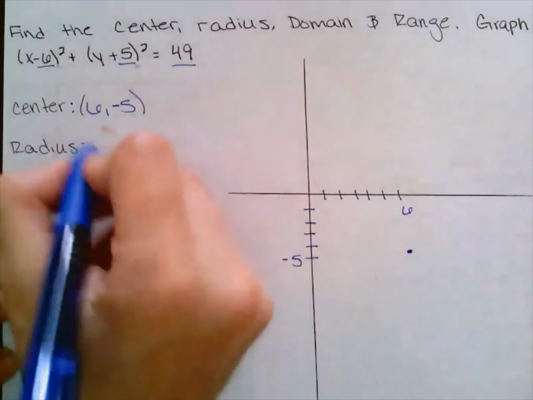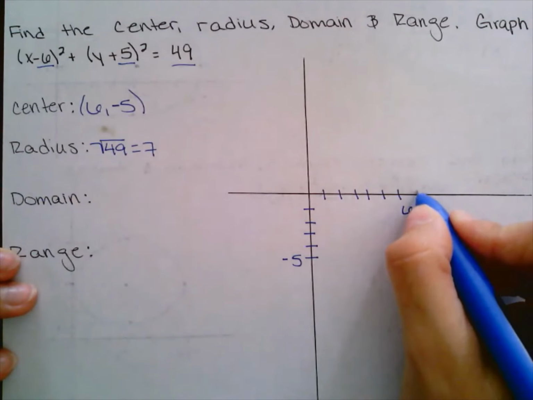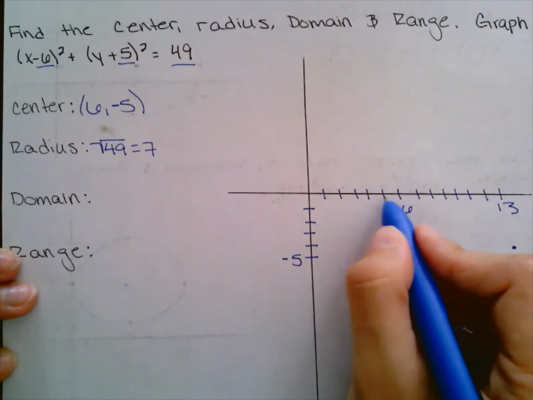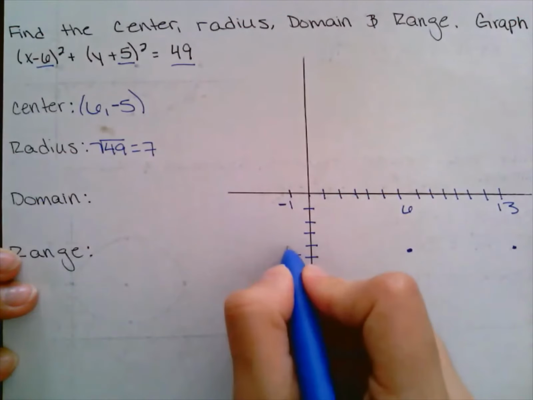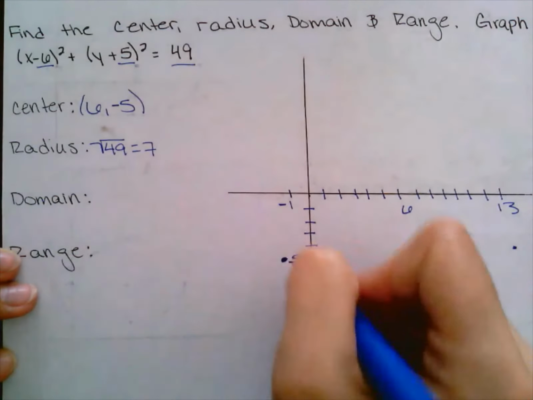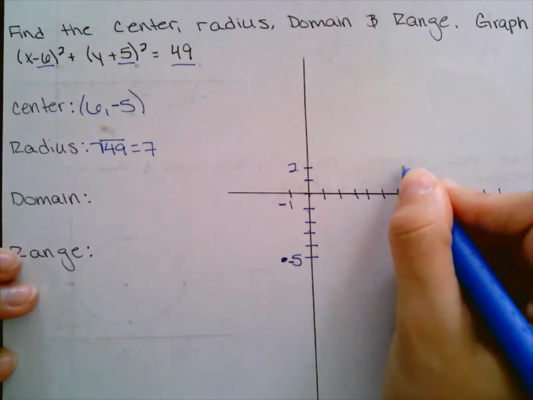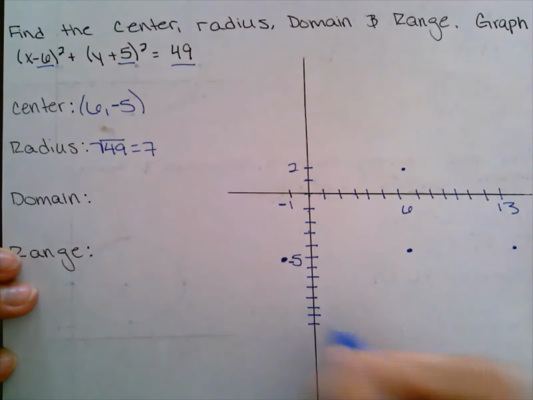My radius would be the square root of this number, which gives me 7. So I'm going to go 1, 2, 3, 4, 5, 6, 7 over, which lands me at 13. 7 over 1, 2, 3, 4, 5, 6, 7 lands me at -1. Well, it's actually going right with that negative, so let me move it. And then 1, 2, 3, 4, 5, 6, 7, landing me at 2. And then 1, 2, 3, 4, 5, 6, 7, landing me at -12.